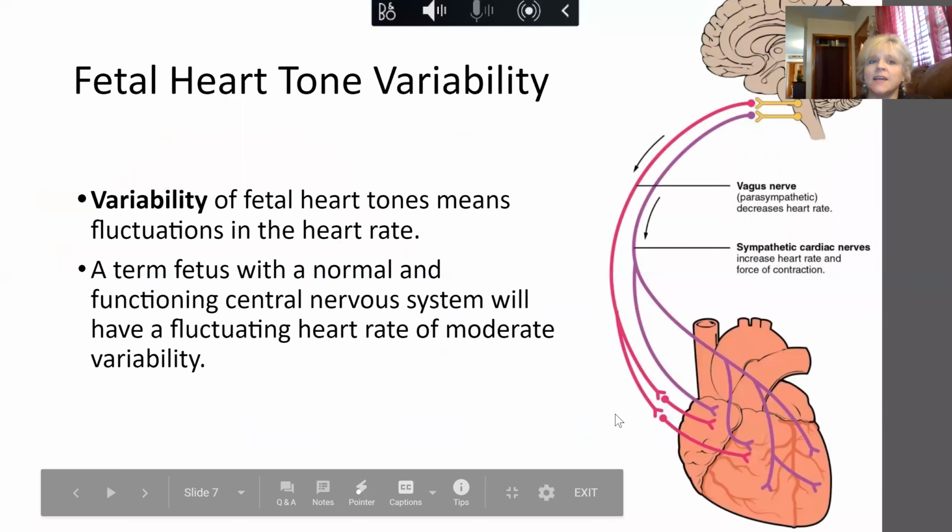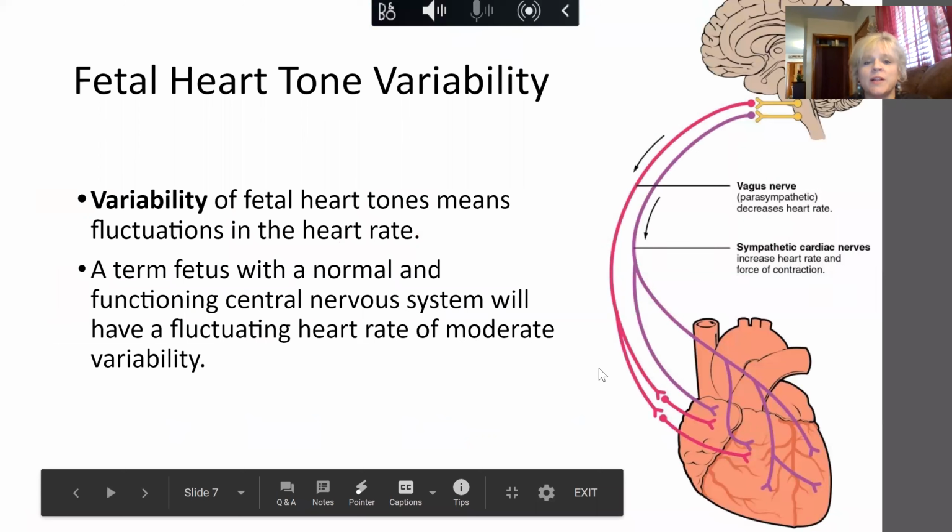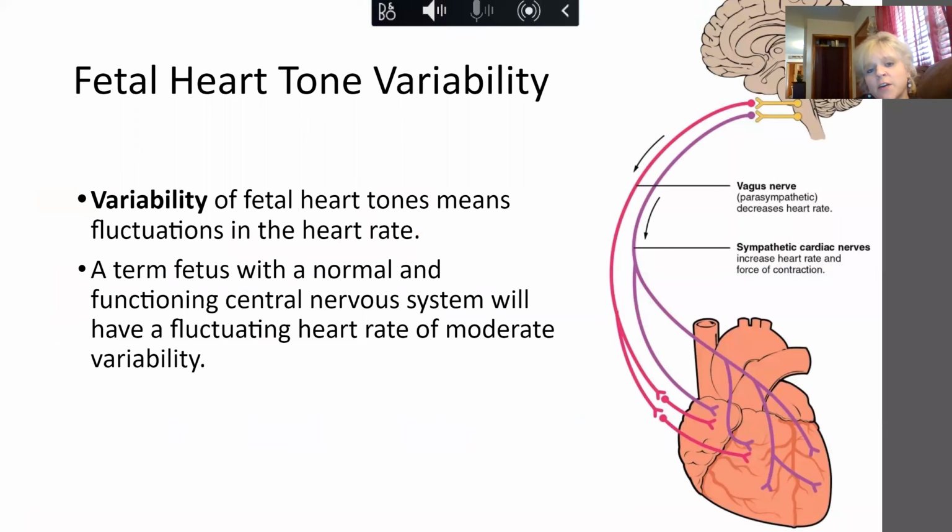Okay, variability. The variability of fetal heart tones means fluctuations in the heart rate. Think about when you go throughout your day, your heart rate changes. It's lower when you sleep. It's going to increase when you work out and you go back to baseline. It'll increase when you get scared or mad and then go back to baseline. So it fluctuates through the day, and that's normal. And that's because of the sympathetic and parasympathetic systems working together.